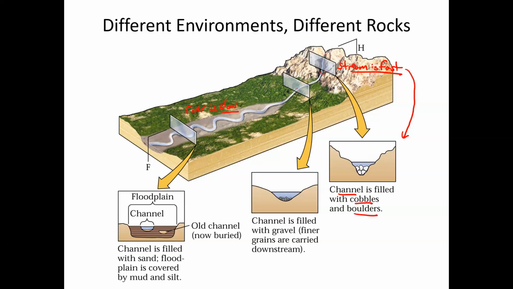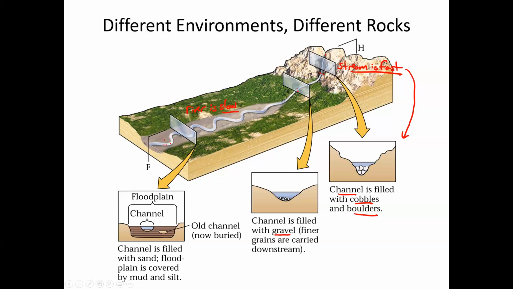Near the headwaters, but still kind of outside the mountains, it might be filled with gravel. Finer grains are still carried downstream. And then where the river is very slow, the channel itself is now just filled with sand grains. The water itself is barely carrying any of those sand grains. And for the most part, it's just moving very fine particles, silt and clay downstream, and the floodplain around it is covered with mud. And that resulted from floods.